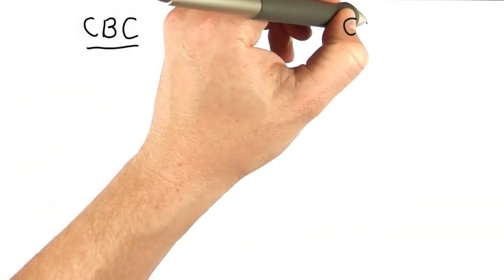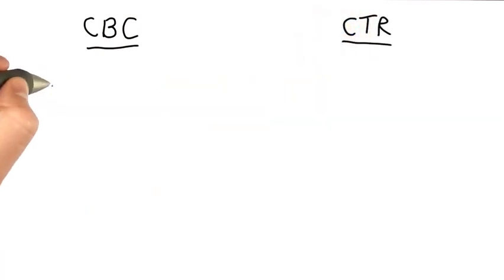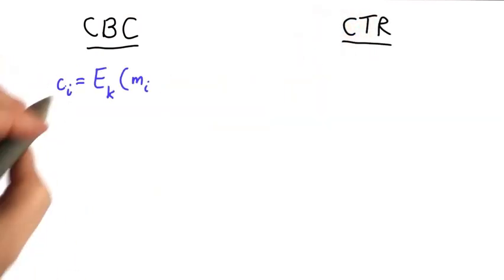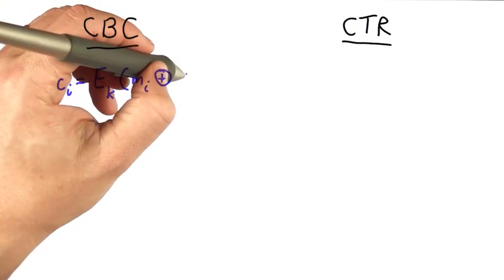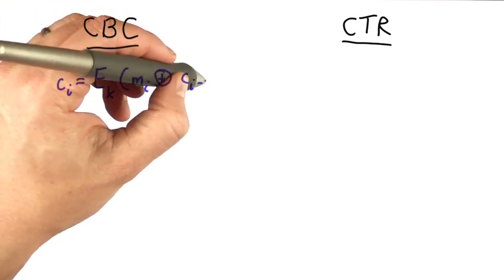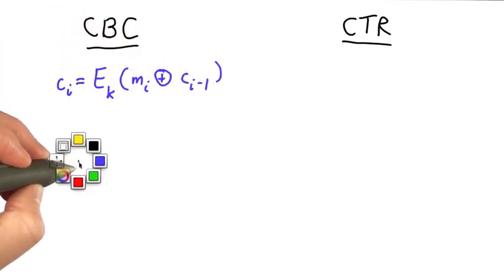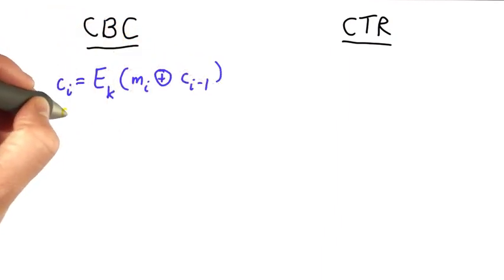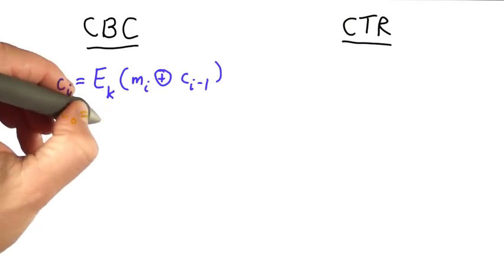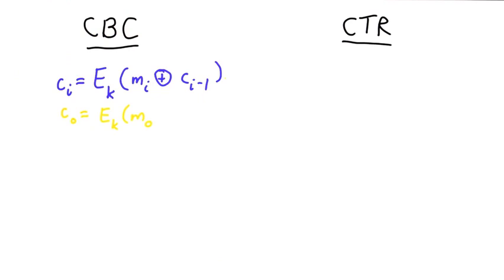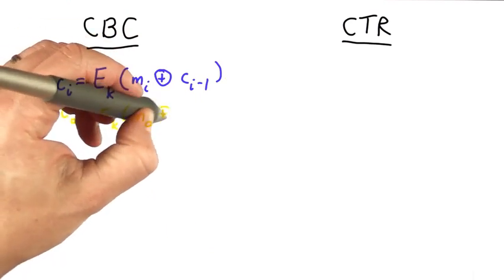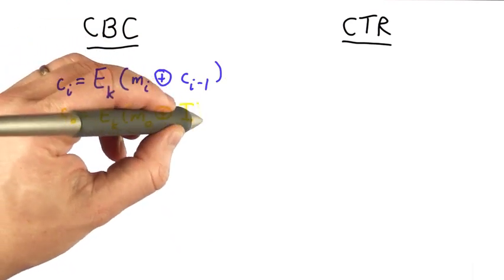So let me summarize these two modes. We saw cipher block chaining mode, and we saw counter mode. In CBC mode, the ith block of the ciphertext is the result of encrypting, using the key, the ith block of the message with the previous ciphertext block. And we need a slightly special case for block 0, which would use, instead of the -1 ciphertext block, which doesn't exist, an initialization vector.